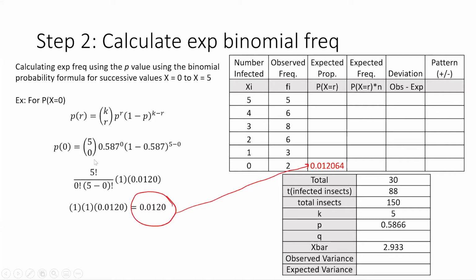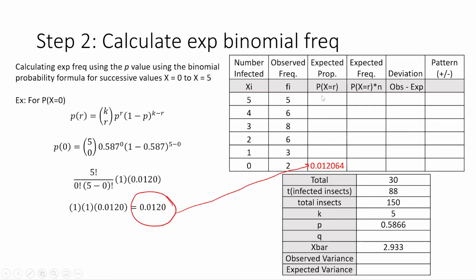So here's that written out as well. So we have 5 factorial, k factorial, divided by r factorial times k minus r factorial. Here, this 1 is that probability of success raised to the number of successes, which in this case, we're starting with 0. So any number raised to the 0 power is 1. And then we have 1 minus p, which is q, right? That's our probability of failure, raised to the k minus r power, which is our number of failures. Solving that, we get 0.0120, and so on.